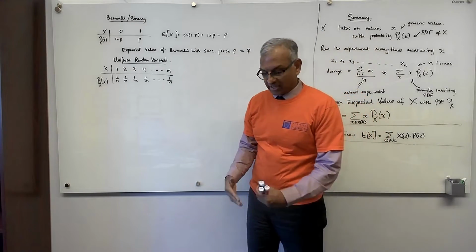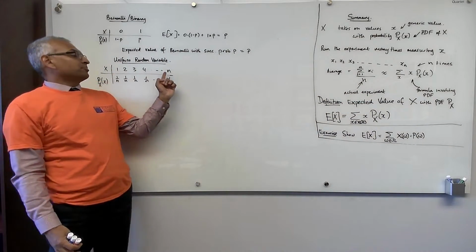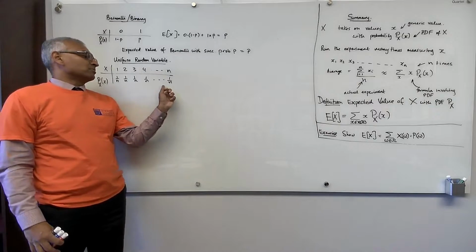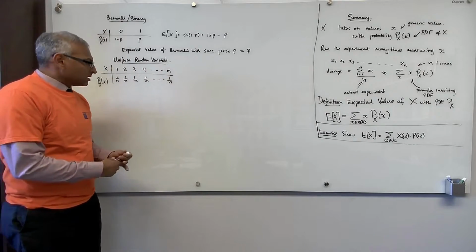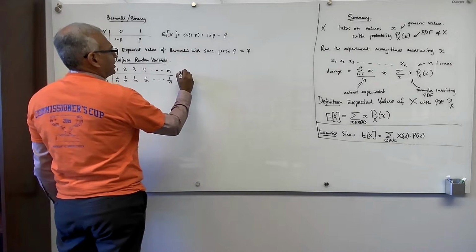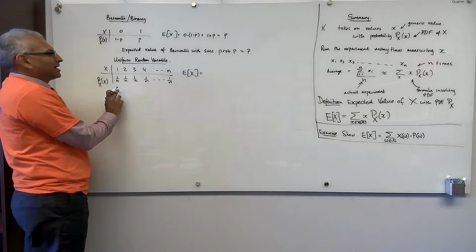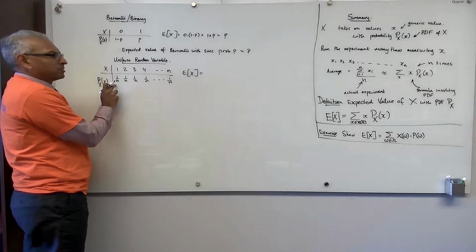So that's why 1 over n. So we know that these are all the possible values of x, so the sum of their probabilities must be 1. But now the expected value of x is just equal to, you multiply the possible values by their probabilities and add.